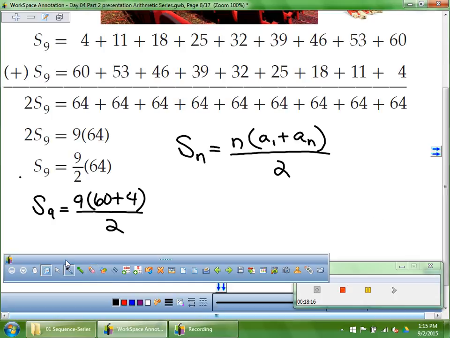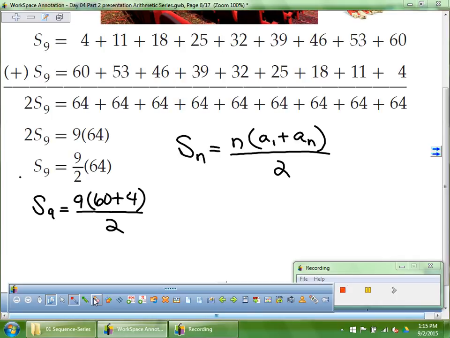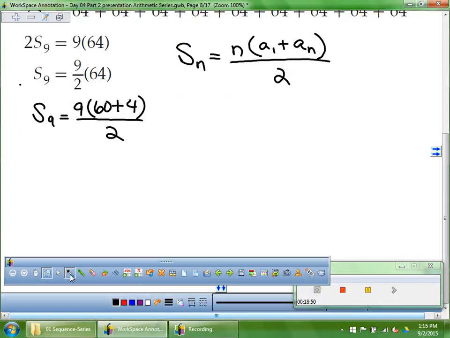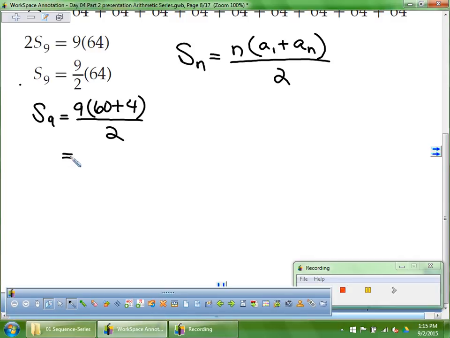Another misconception: some of you will say, oh, I can just cancel that 4 and make it a 2. No, you can't. This is why. This is not 4 divided by 2. It's 60 plus 4 divided by 2. It's 64 divided by 2. So please don't make that mistake. I'm almost losing you, and I'm going to move on in just a second. This is why I like to do it this way.